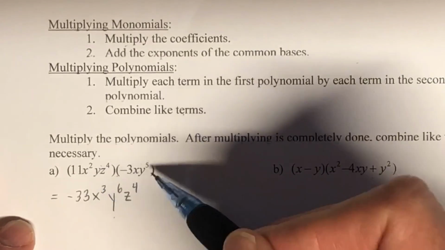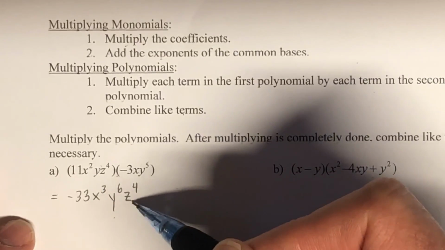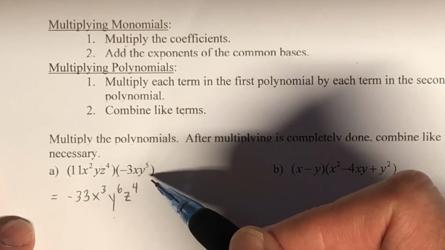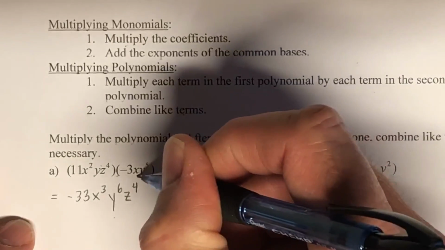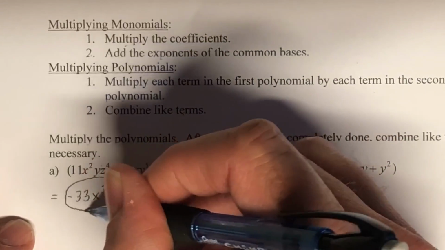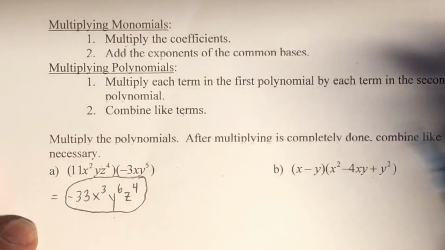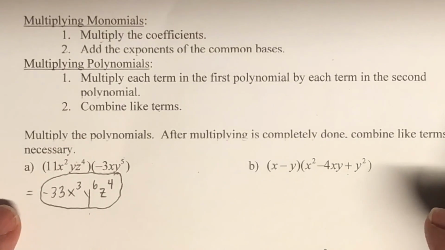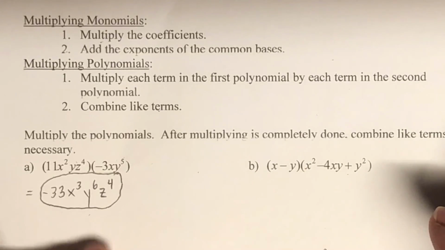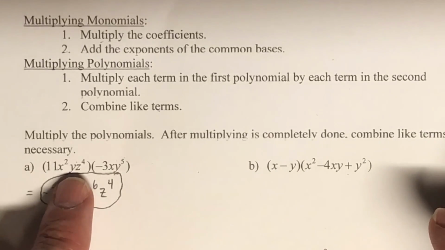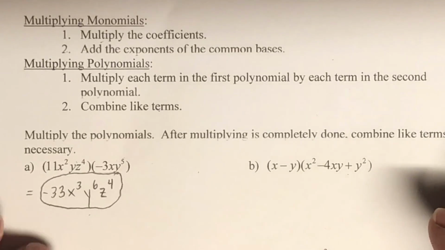So if you have two variables that are the same, you add the exponents. If you have a variable that doesn't have a second variable that's the same, you then just bring it down and you multiply all the results together, or you say that they're being multiplied. Negative 33 times x to the third times y to the sixth times z to the fourth. Now that's when you multiply a term times another term.